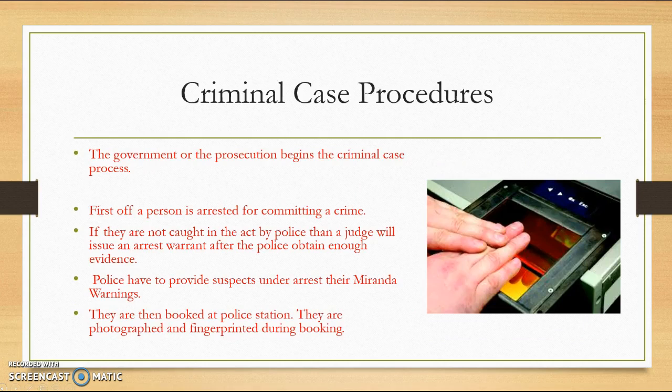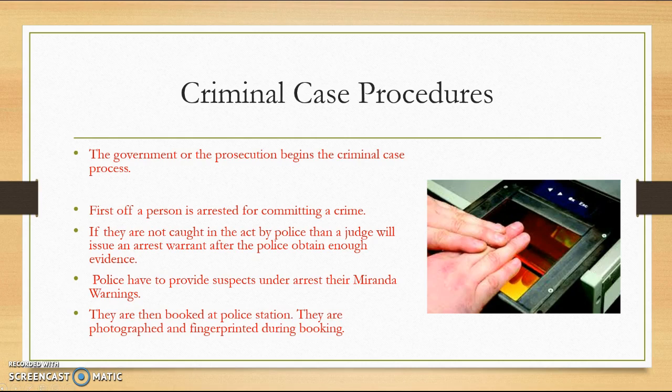Now let's look at the actual case procedures for criminal law. Now you need to remember that because a crime is being committed, it's going to be the government, or what we call the prosecution, that begins the criminal case process. First off, a person has to be arrested for committing a crime. If that person is not caught red-handed in the act by the police, then a judge will issue an arrest warrant after the police obtain enough evidence.